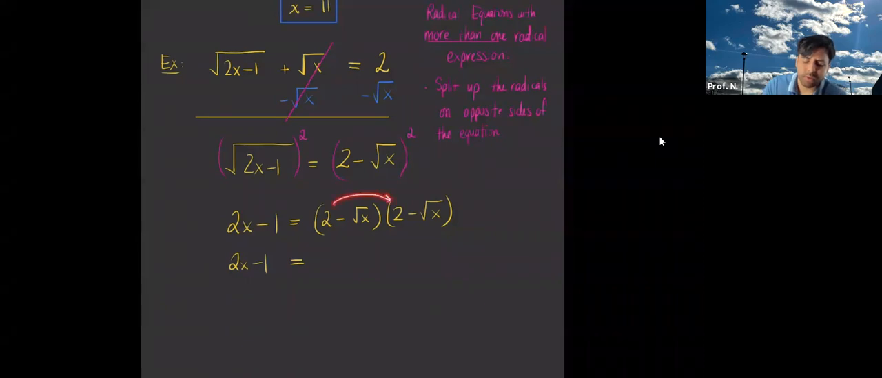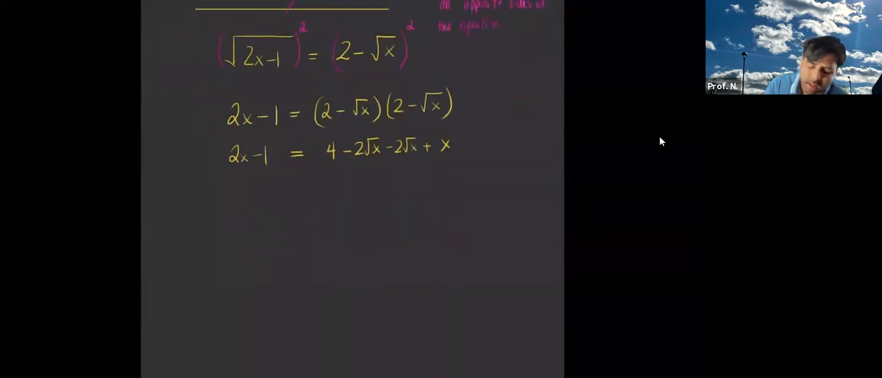We can just distribute everything. And when we distribute everything, what do you get? You get 4 minus 2 rad x, and then the inner is minus 2 rad x again, and then the outer negative x times negative x becomes positive x, because square root of x times square root of x is x. Now look what we have. I can combine like terms.